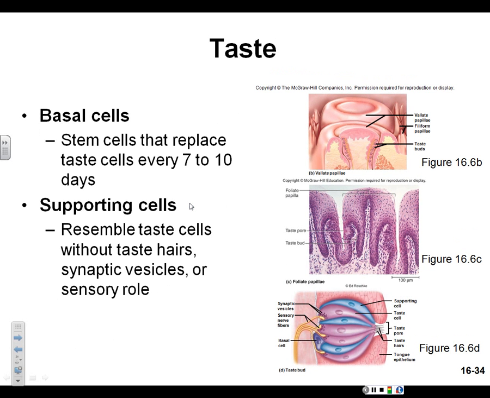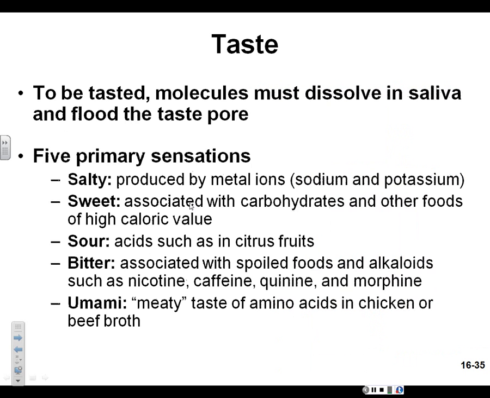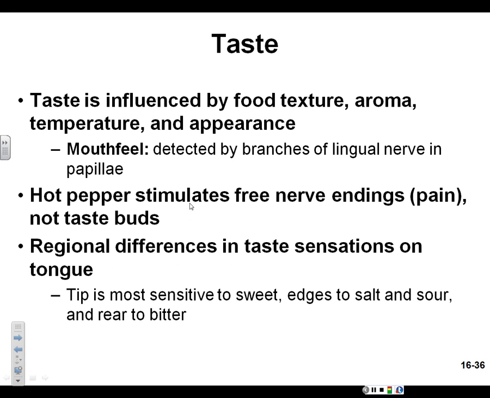All right, taste, we have our basal cells, our stem cells. They can be replaced every 7 to 10 days. The supporting cells, again, they can form a synapse and play a role in sensory. All right, salty, sweet, sour, bitter, and umami. These are our savory tastes of amino acids in chicken or beef broth. Sour deals with citrus fruits, acids. Sweet, our carbohydrates, and salty, our metal ions such as sodium and potassium.